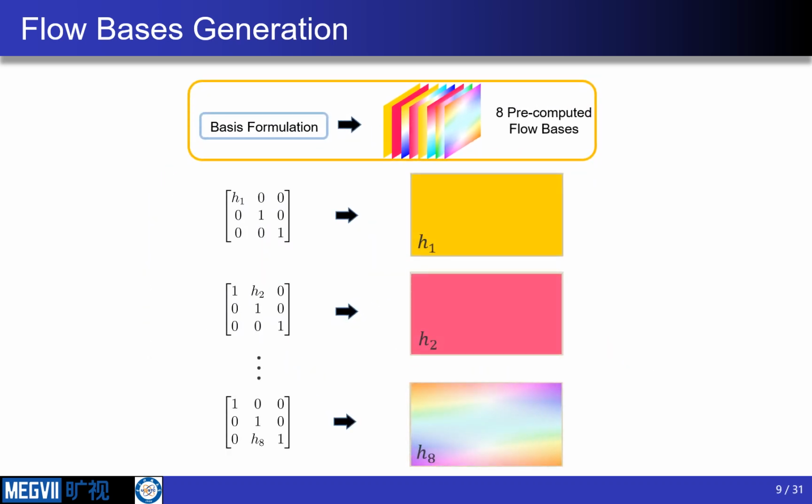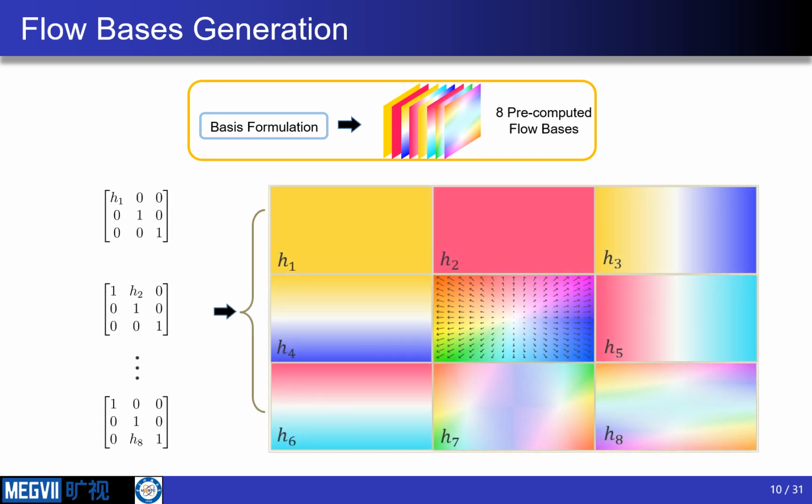To obtain the orthogonal flow bases, we first generate 8 homography matrices by modifying each single entry H_i of an identity homography matrix, except for the entry at the position of the right bottom corner, which is always normalized to 1. Given the image coordinates, a homography matrix can be converted to a flow map by transforming the image coordinates and minus their original positions.